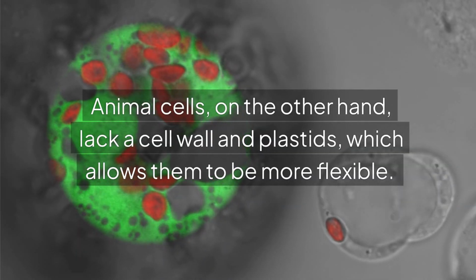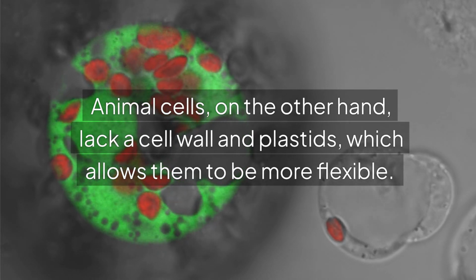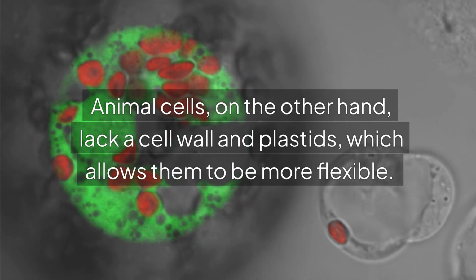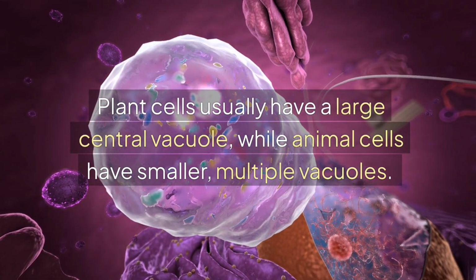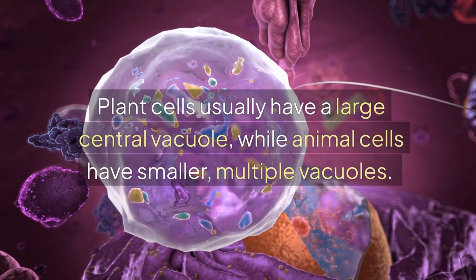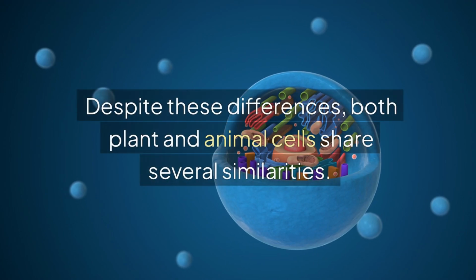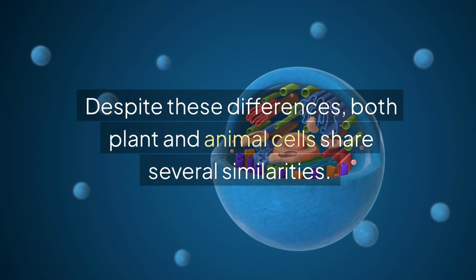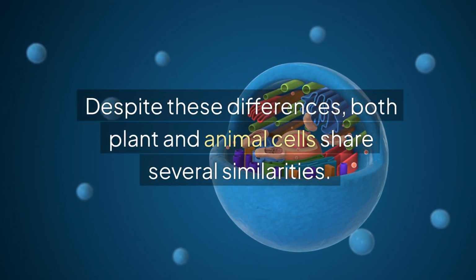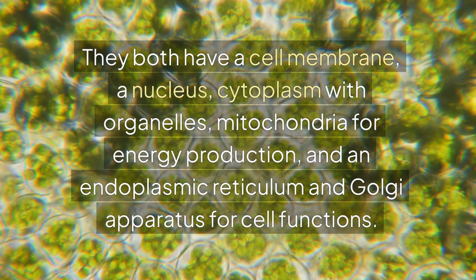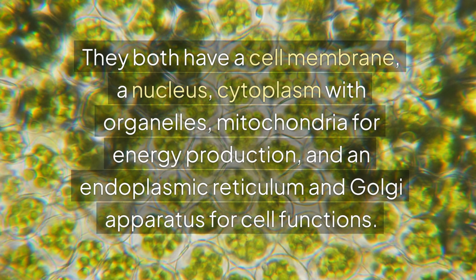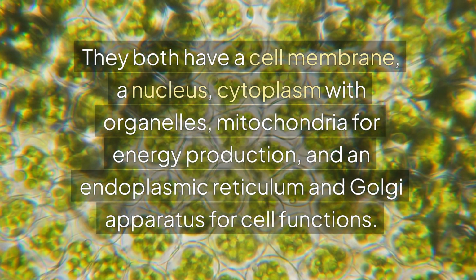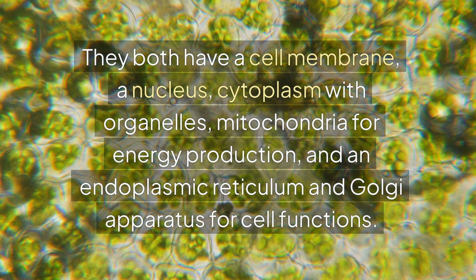Animal cells, on the other hand, lack a cell wall and plastids, which allows them to be more flexible. Plant cells usually have a large central vacuole, while animal cells have smaller, multiple vacuoles. Despite these differences, both plant and animal cells share several similarities. They both have a cell membrane, a nucleus, cytoplasm with organelles, mitochondria for energy production, and an endoplasmic reticulum and Golgi apparatus for cell functions.